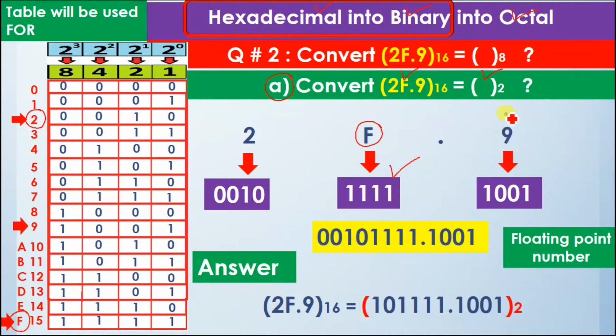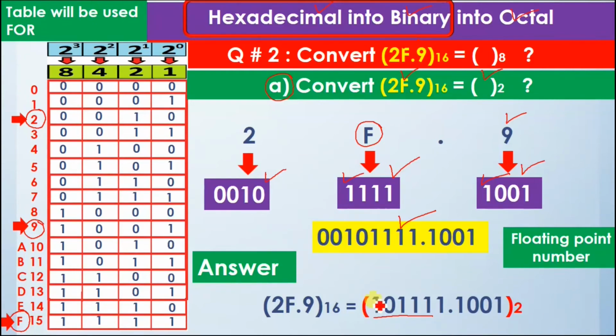Next we have the digit 9. So here is 9 in the table and 9 is equal to 1001. So we write here 1001. Now we will combine this value and this value to calculate our final answer. So now we can write here 00101111.1001. Okay. So now we can say that the number 2F.9 in hexadecimal is equal to this number in binary.